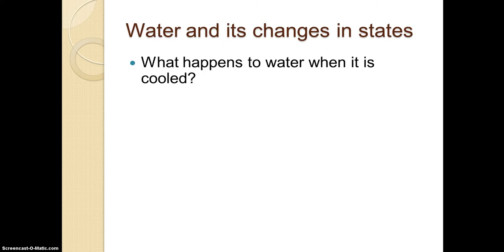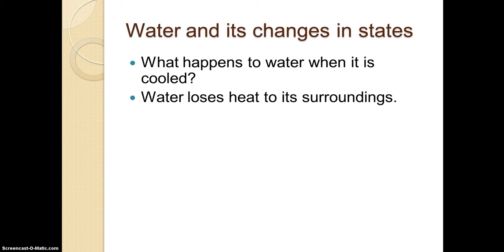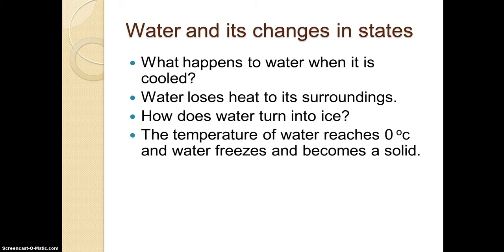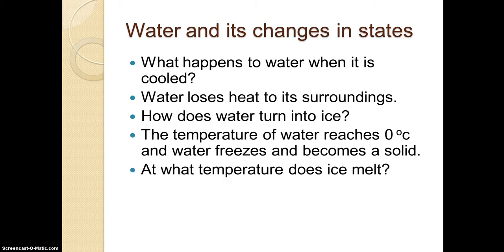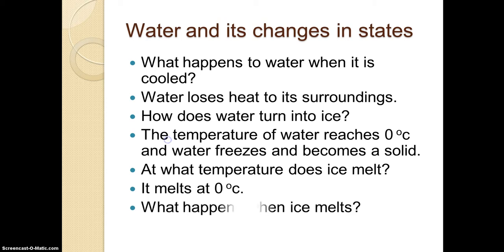What happens to water when it is cooled? Water loses heat to its surroundings. How does water turn into ice? The temperature of water reaches 0 degrees Celsius and water freezes and becomes a solid. At what temperature does ice melt? It melts at 0 degrees Celsius.